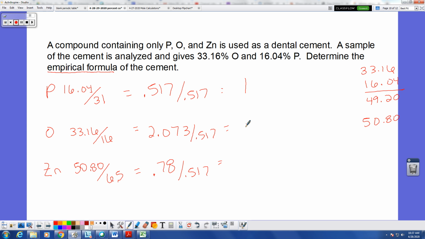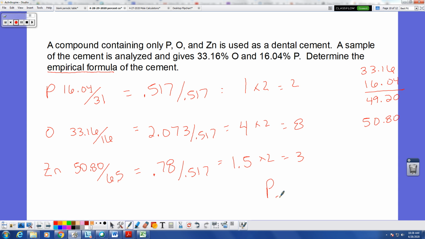That's a 1. This is a 4. This one I don't think is going to be a whole number. Nope, 1.5. But that's an easy one to work with, because we know that to get that to be a whole number, we multiply by 2. So we'll just do everything by 2. So we get 3, and we get 8, and we get 2.